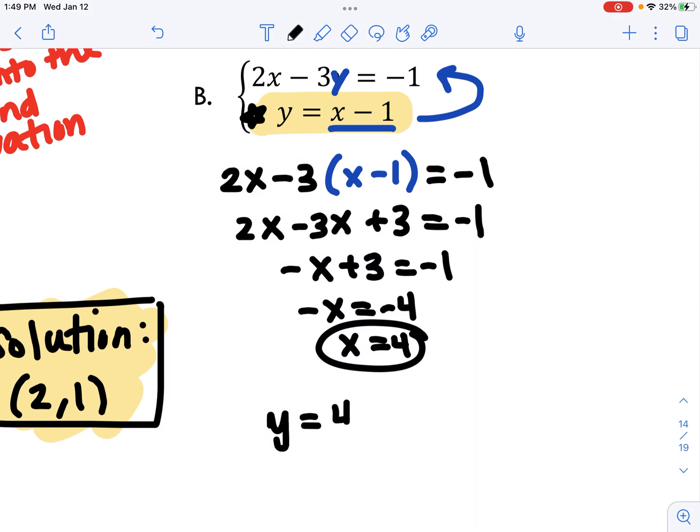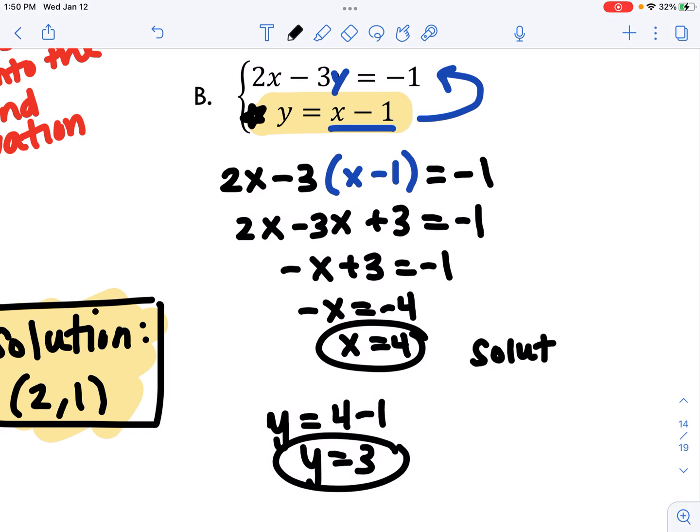Y is equal to 4 minus 1. Once again, it doesn't matter. Choose which equation you think is more efficient. So now we have an x coordinate point and we have a y coordinate point. That means the point at which these two lines intersect is 4, 3.